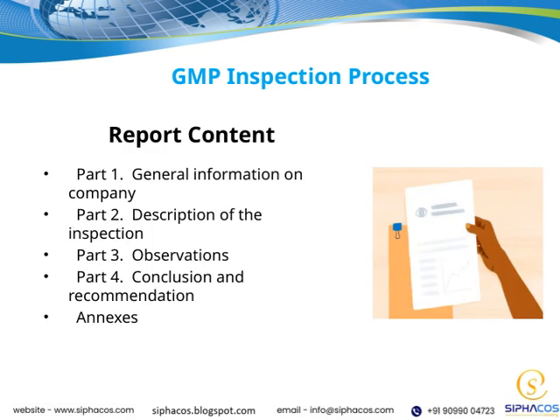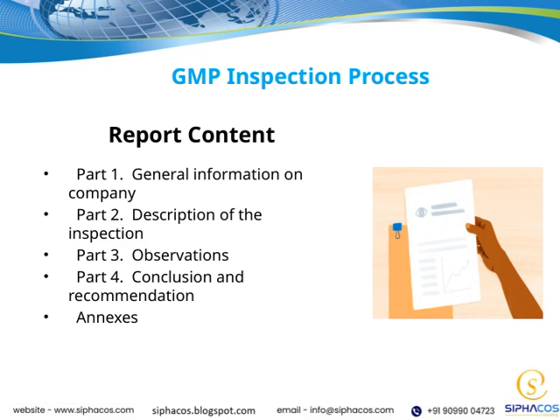Let's take a moment to walk through the content of this report. First, we start with Part 1, which covers general information about the company. Here, we provide an overview of the company's background, scope, and operational context. Moving on to Part 2, we describe the inspection process itself, what areas were inspected, the methodology used, and the scope of our review. In Part 3, we detail our observations, key findings, both positive aspects and areas needing improvement. This is where we highlight specific points of interest uncovered during the inspection.